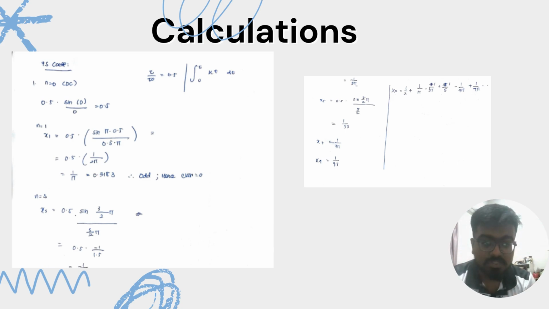But we also need to notice that the 1 over 3 pi and the 1 over 7 pi terms are negative. So the signal changes from positive to negative to positive to negative, and continues in that kind of row.